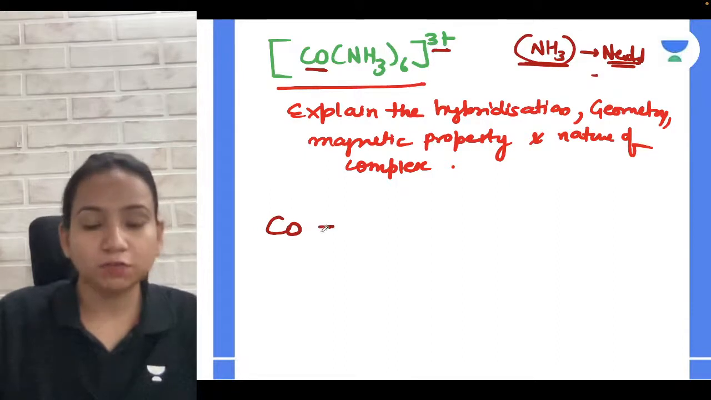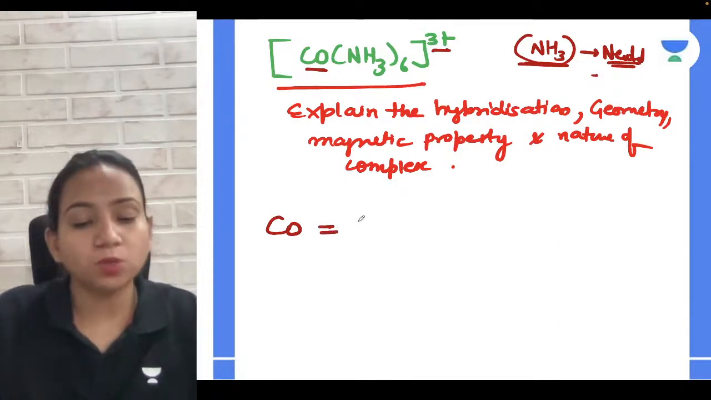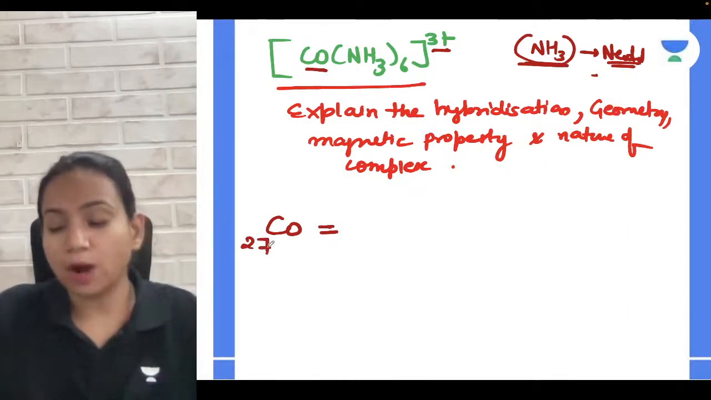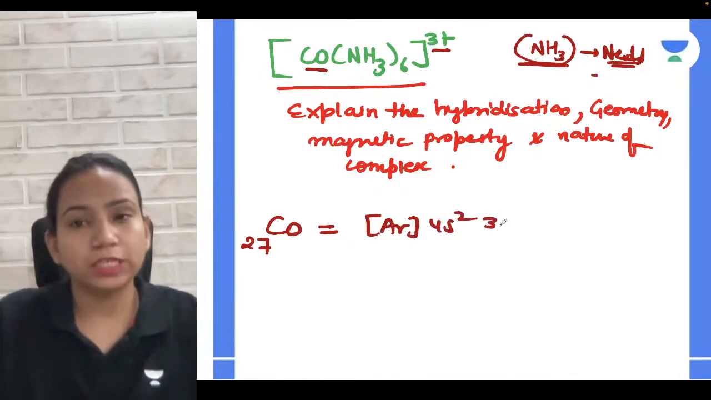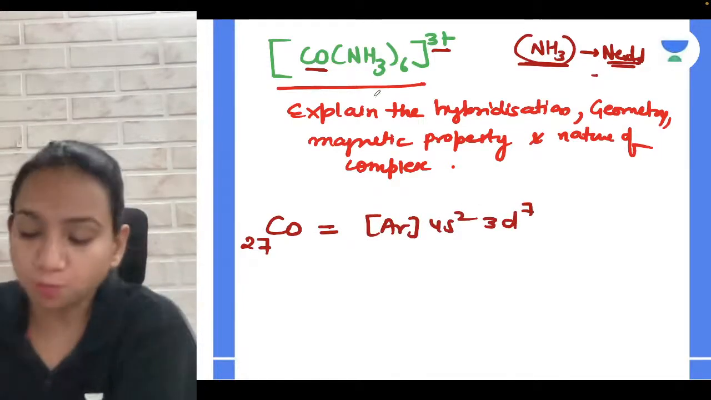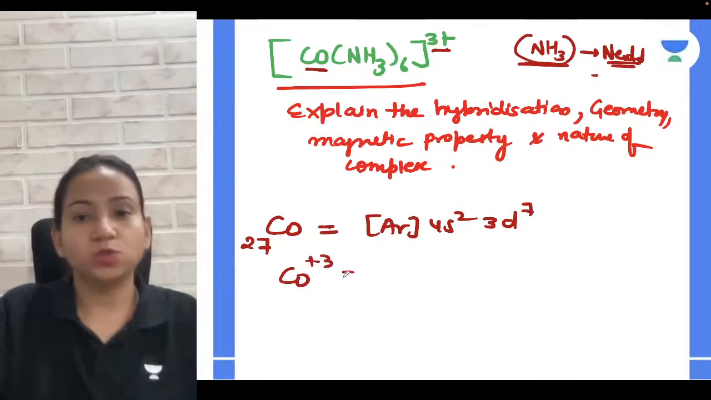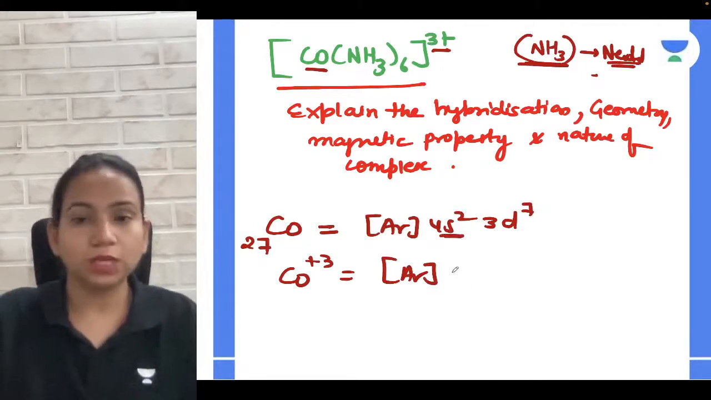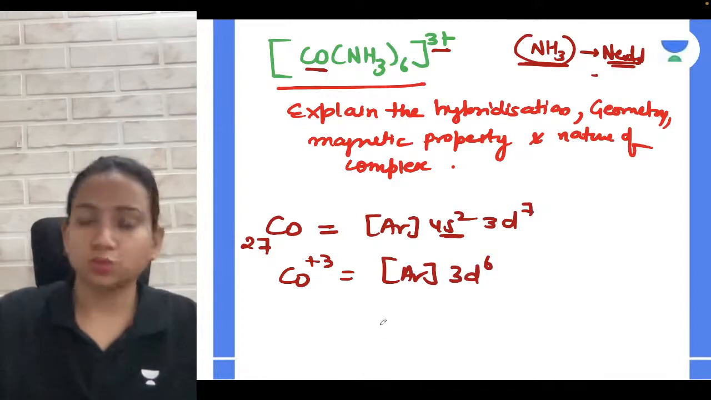So cobalt, if you write the normal configuration for it, its atomic number is what? Iron, cobalt, nickel, 27. Argon 4s2 3d7. But here in the complex, guys, what is the oxidation state? +3. So you will always remove the electrons from 4s because this is the outermost shell, right? And then you will be left with 3d6. So you can relate that.